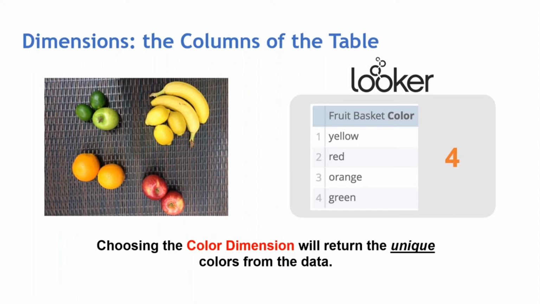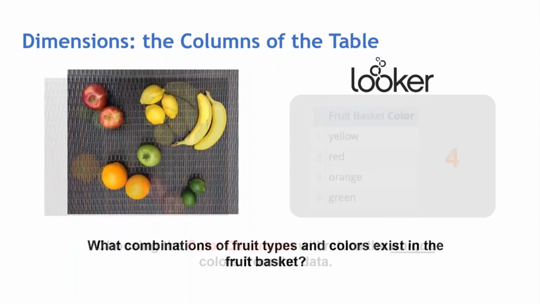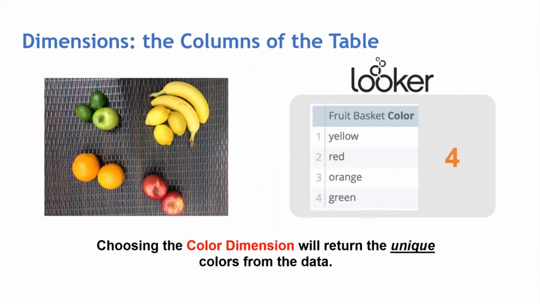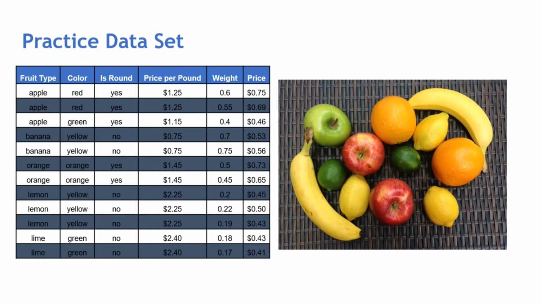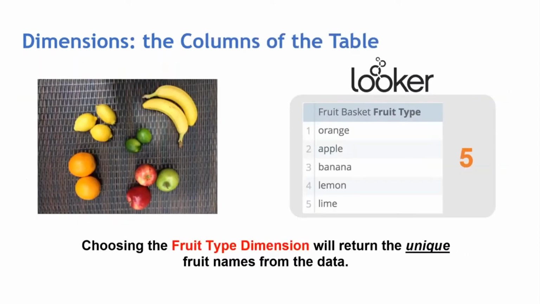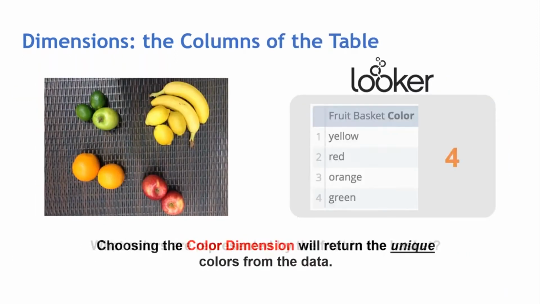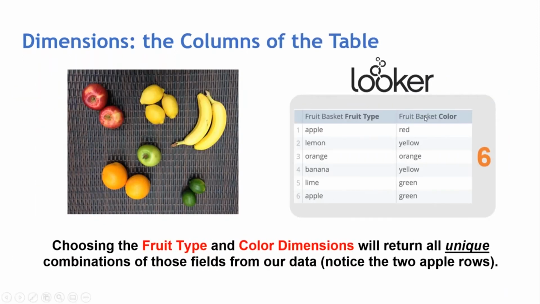Again, it will be unique values over here since we will not have duplicate values over here. So if you want to answer a question like what combination of fruit types and color exist in the fruit basket, what all dimensions can we use? To represent what fruit types and color we have, we'll use fruit types and color as a dimension to answer the question. If you see over here, we have fruit types and the color as the second dimension.